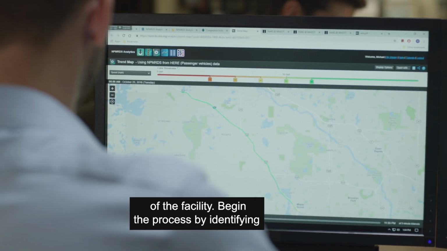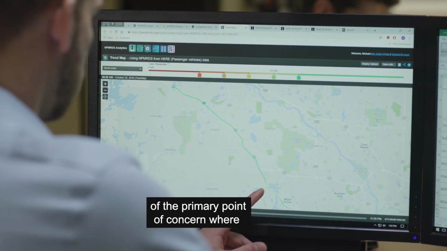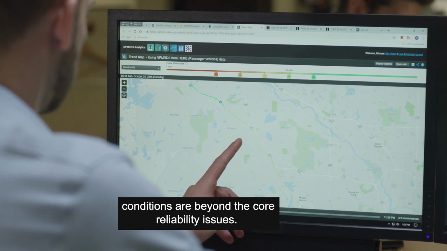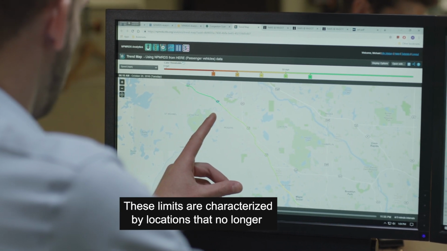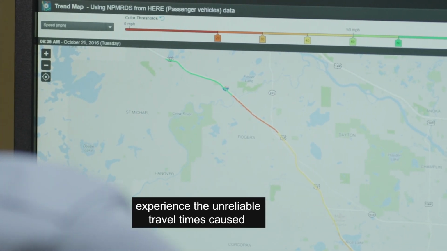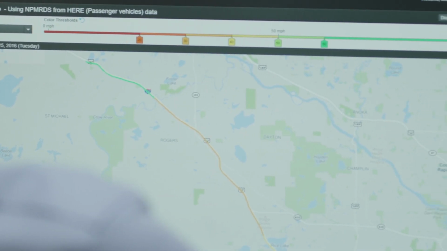Begin the process by identifying reasonable limits upstream and downstream of the primary point of concern, where conditions are beyond the core reliability issues. These limits are characterized by locations that no longer experience the unreliable travel times caused by the influence factors in the focus area.